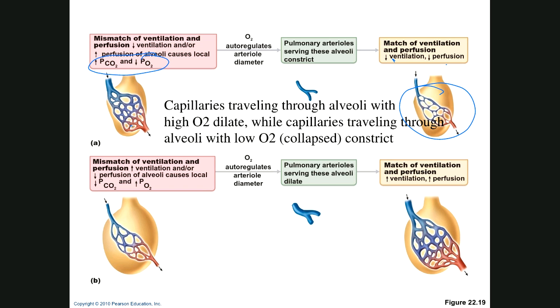On the other hand, an alveolus that has lots of oxygen and little CO2 is going to relax its sphincters, and more blood goes to that alveolus so that it can give up its oxygen and pick up more CO2. So ventilation and perfusion can take place. That has to make sense, okay? So low levels of oxygen and high levels of CO2 are going to prevent perfusion. Again, that should make sense.